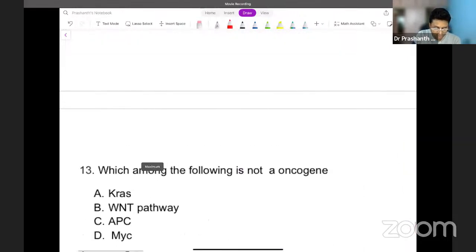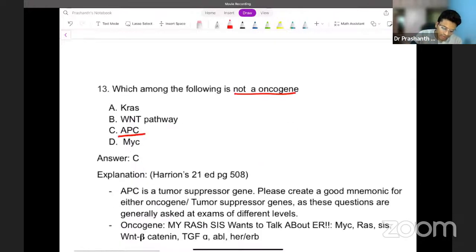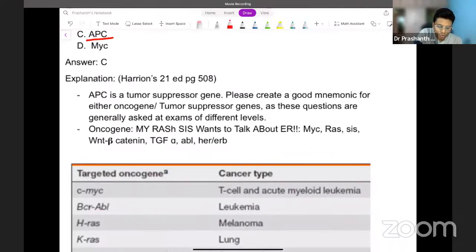Next question is a general question. Which among the following is not an oncogene? You should know that as a gastroenterology student, APC is a tumor suppressor gene. So if you know that, then you can answer this. Or there are a lot of mnemonics which you can look up. One I commonly used before was the oncogene mnemonic: MYC, RAS, SIS, WNT, ADENINE, TGF alpha, ABL, HER, and ERB are all oncogenes.